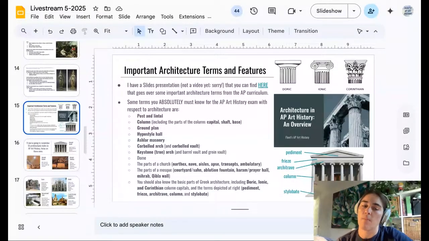These are the terms that are going to come up the most frequently in terms of just being present in lots of different artworks. It's really important as well to know the different parts of a church and the different parts of a mosque. Okay.